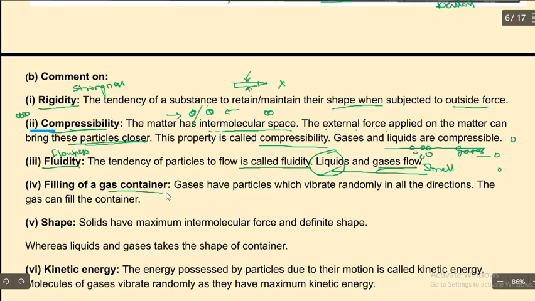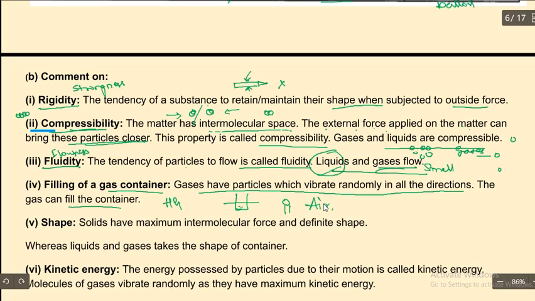Filling of gas container. Gases are particles which vibrate randomly in all directions. The gas can fill the container. So your HP gas you are going to see, your cylinder. So gases are filled in a particular container also. The empty bottle which you hold in your hand is also having some gas in it, air in it.